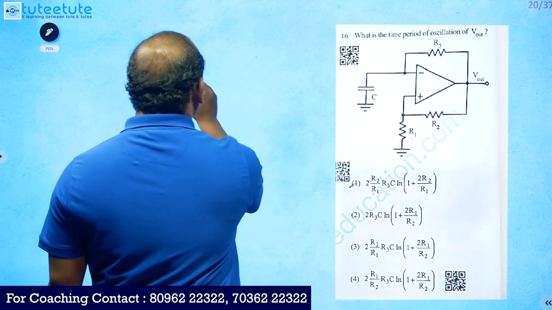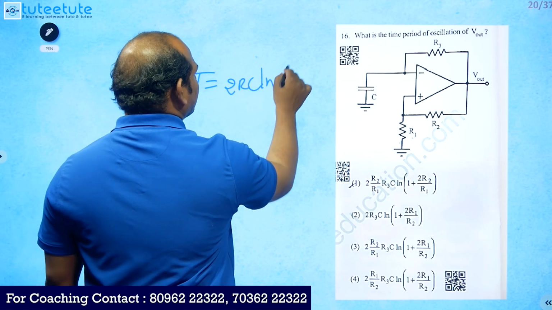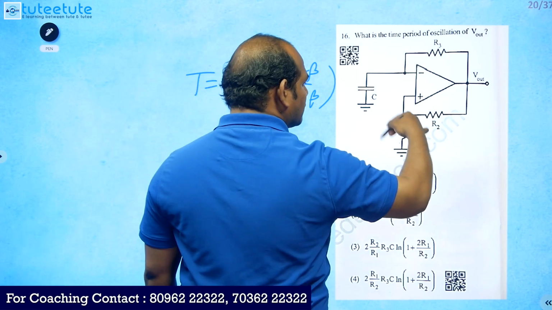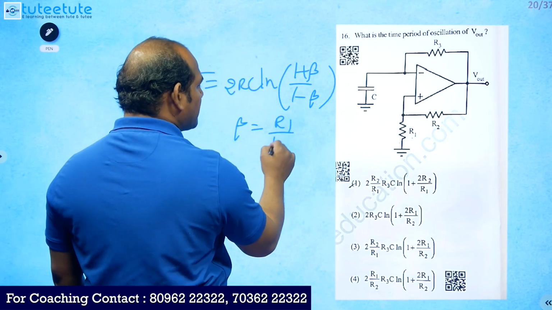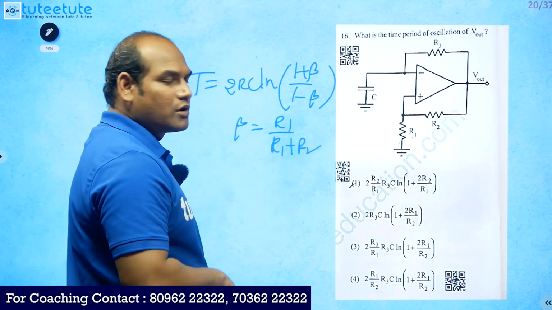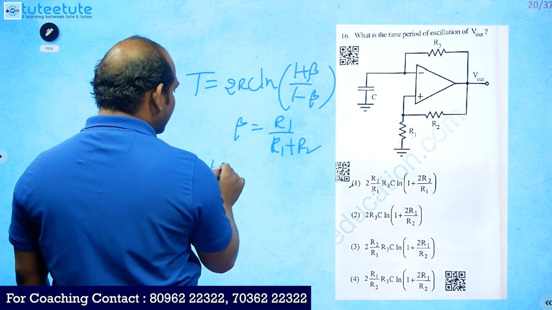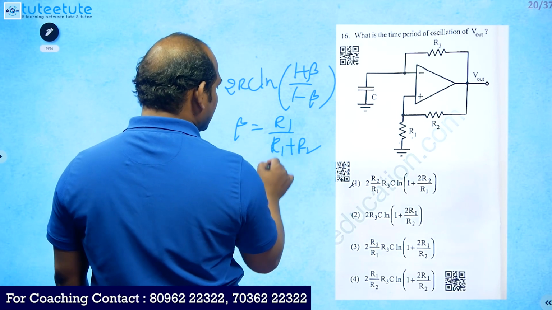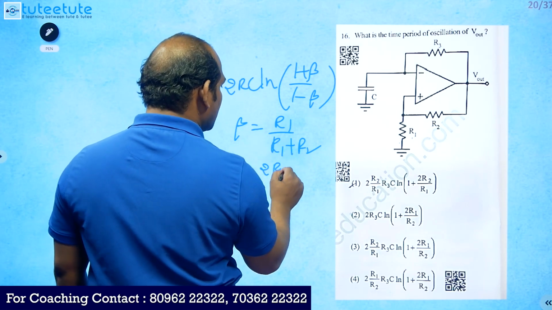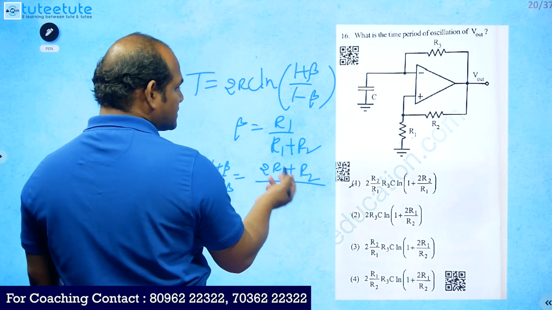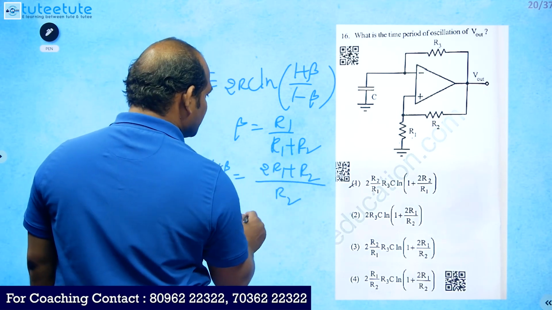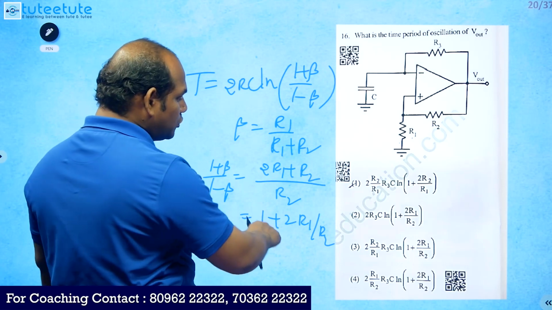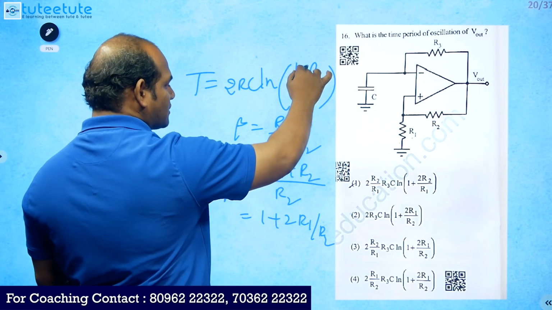For the astable multivibrator, the time period is given by 2RC into ln of (1 plus beta) by (1 minus beta), and beta is equal to R1 by R1 plus R2, from this particular voltage dividing circuit. So if you calculate (1 plus beta) by (1 minus beta), 1 plus beta will be added with this one, so that is 2R1 plus R2 by 1 minus beta. R1 plus R2 minus R1 is nothing but R2, so it is equal to 1 plus 2R1 by R2. So (1 plus beta) by (1 minus beta) is nothing but 1 plus 2R1 by R2, so ln of this one.